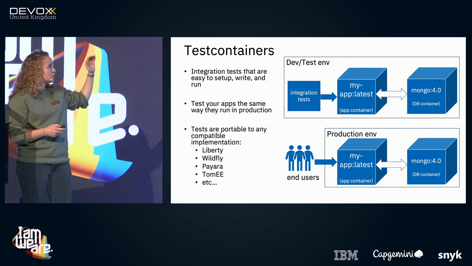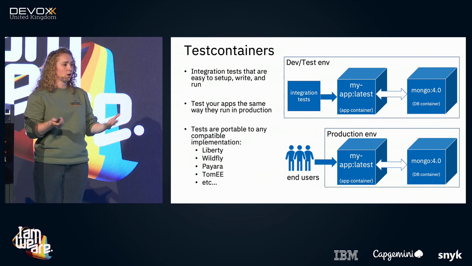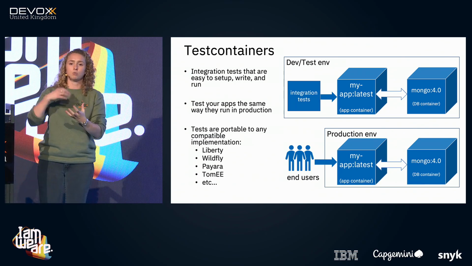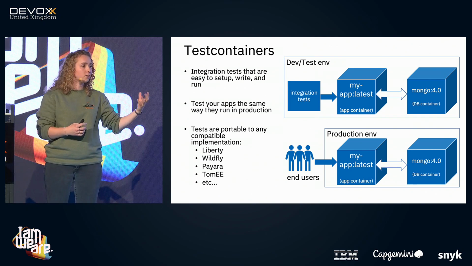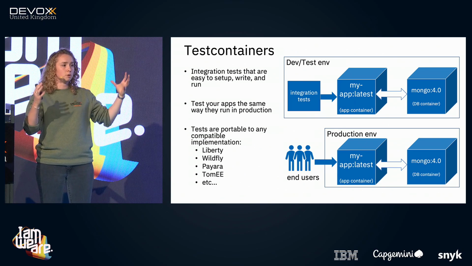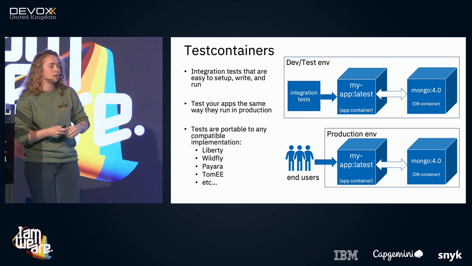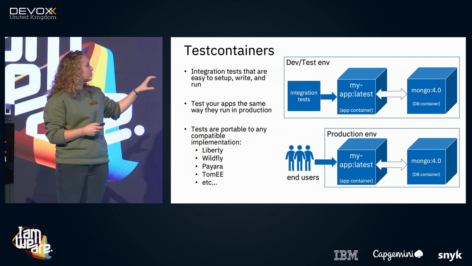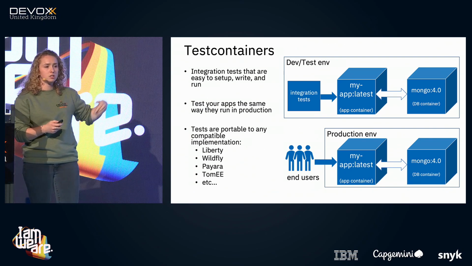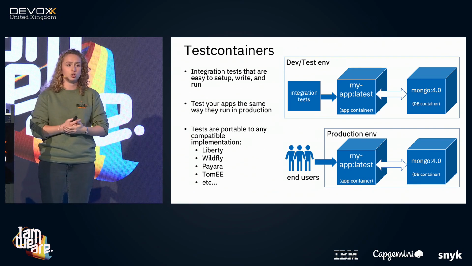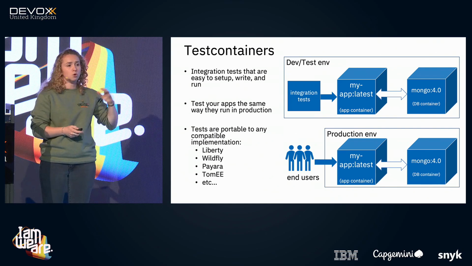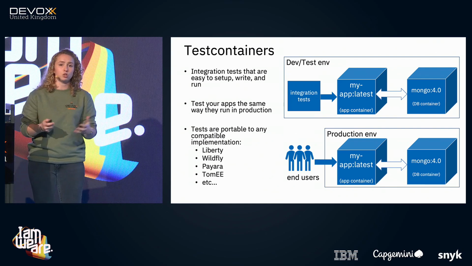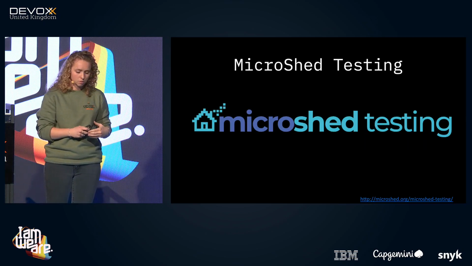And what it does is it essentially tests your app the same way it would be deployed in production. It deploys a container, runs your application in that container, and then deploys anything that you might be depending on in another container to create that almost production-like system that you can then test against. And these are portable to any compatible implementations. There are lots of different implementations you can use, which is the great part about this all being open source. So you can change between vendors if you really want to. You're not locked in at all.